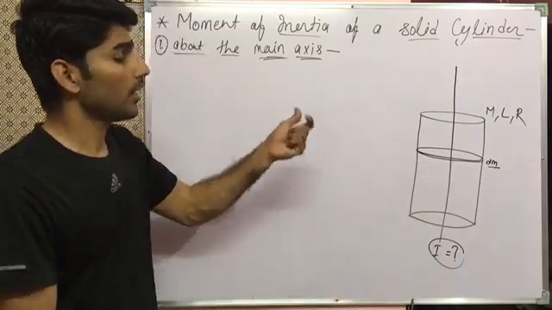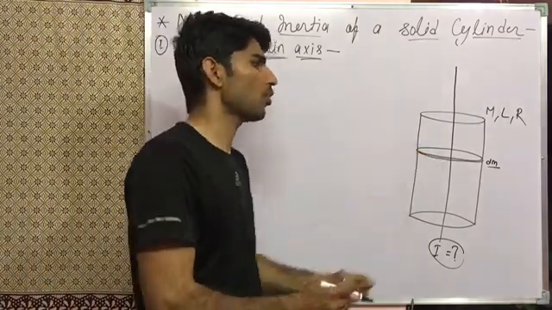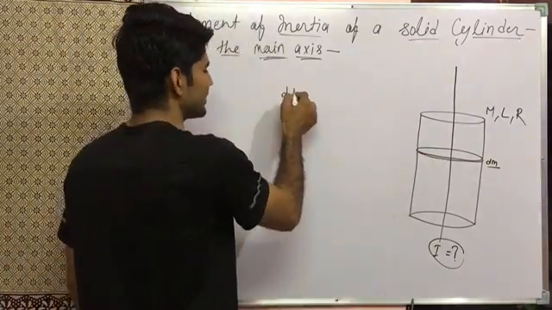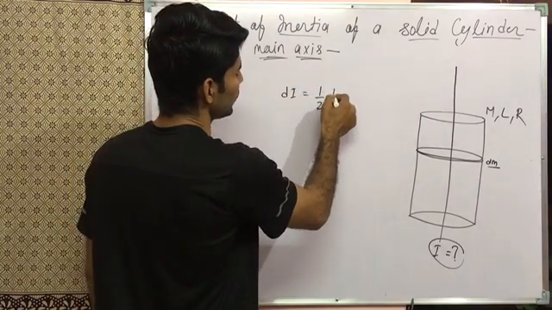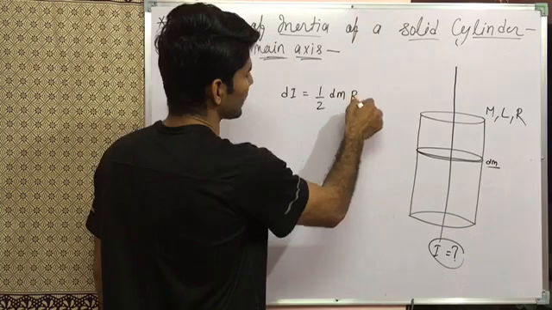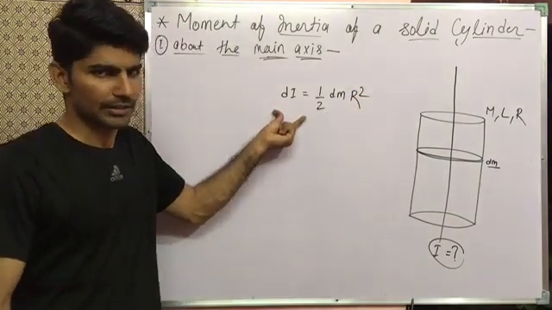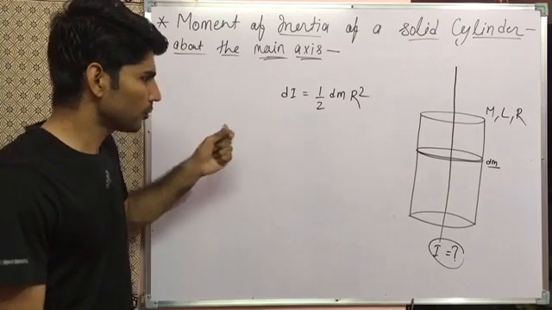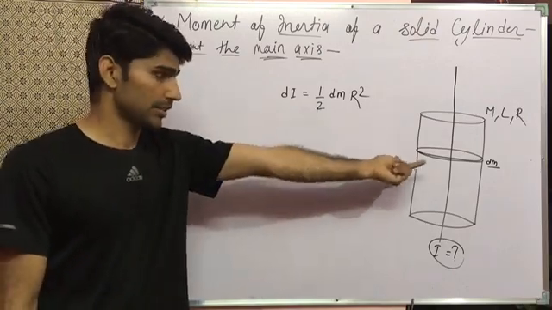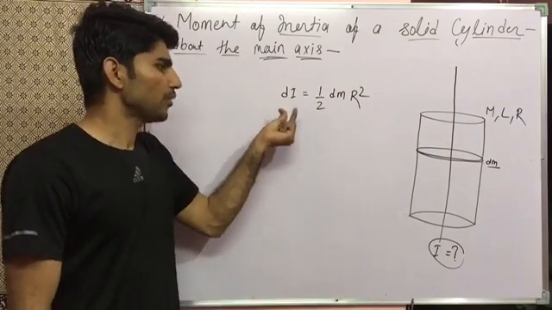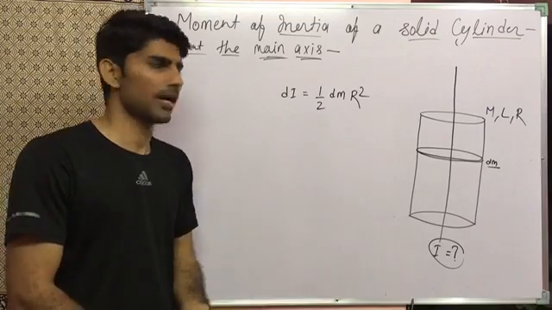So the moment of inertia about this axis for this small disc, I can write as dI is 1 by 2 dm r square. So here the moment of inertia for a disc we have determined, and we know the formula, which is half mr square, but the mass of this small disc is dm. So the moment of inertia about this axis for this small disc is half dm r square.